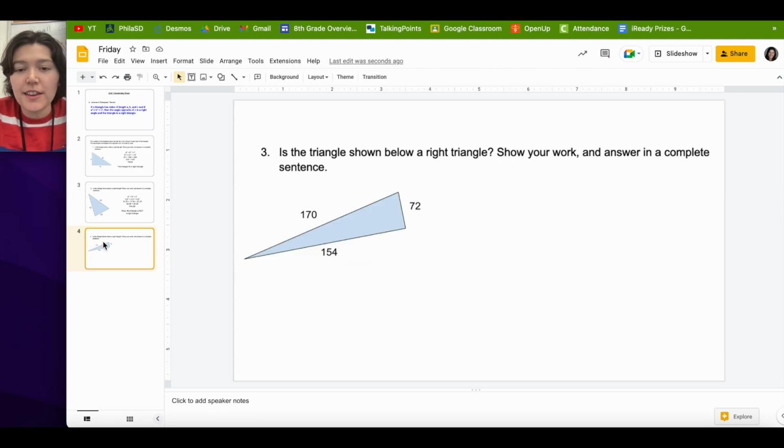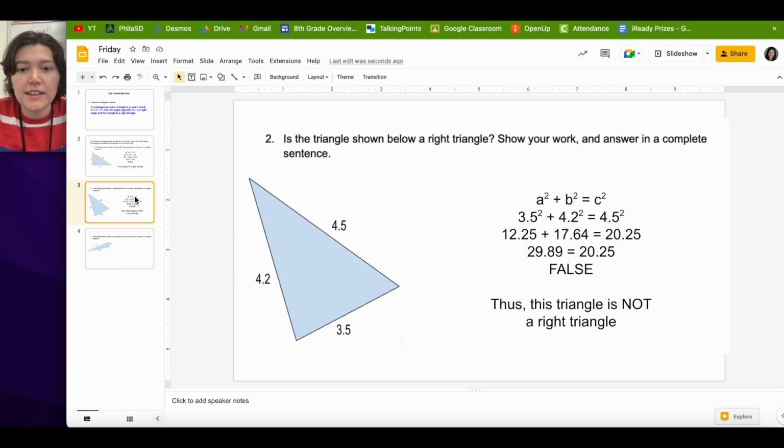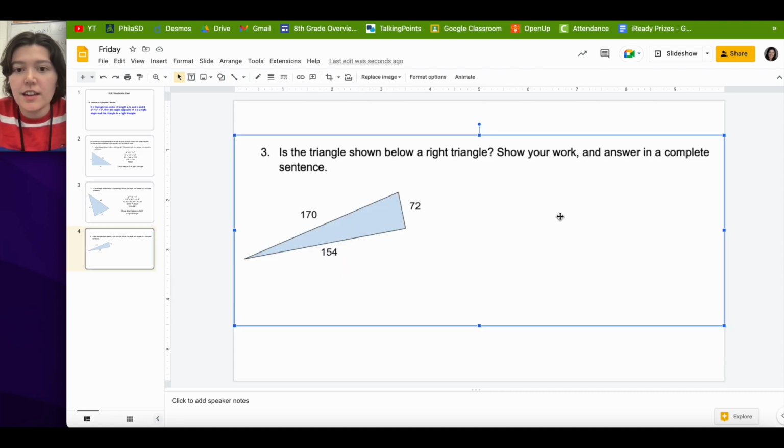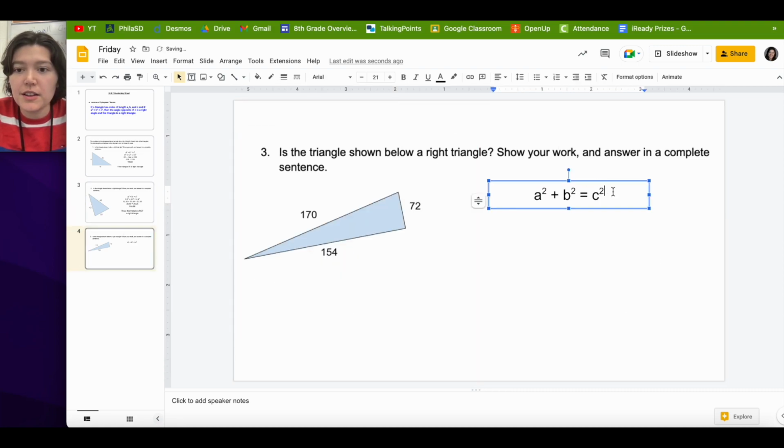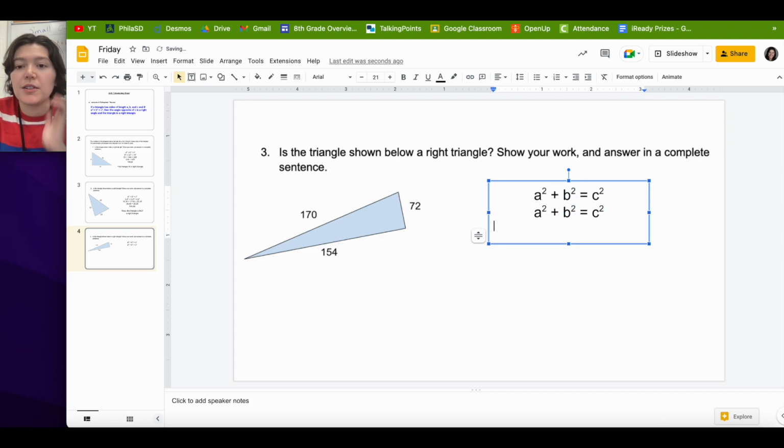Cool. All right, for the last one, I'm going to let you try this. So here is the formula. You're going to substitute in what you think a, b, and c are and see if you get a true equation, thus it's a right triangle, or a false equation, thus it's not a right triangle. Okay, give that a try.